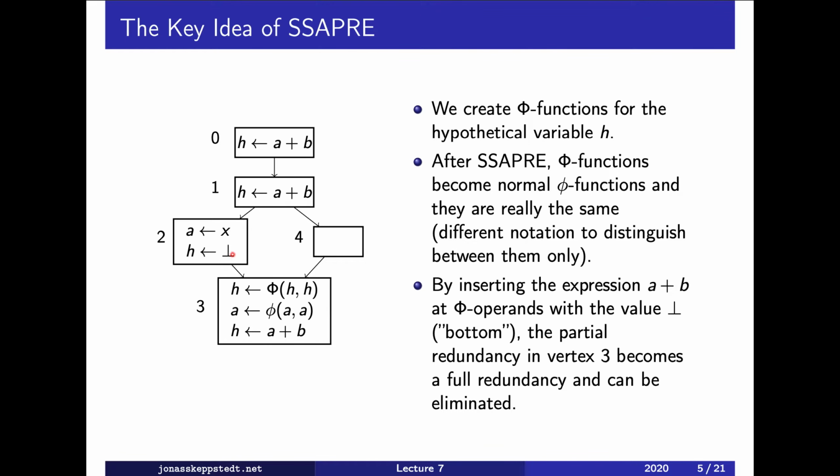Where the value is not available, we have a bottom valued operand, and for some of these we insert the expression. Create an instruction which computes a plus b. And then subsequent a plus b might be redundant and can be eliminated. Of course, it's necessary to keep track of which variable version we have. Okay.